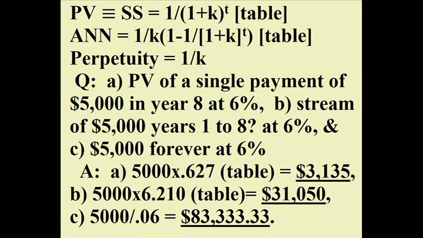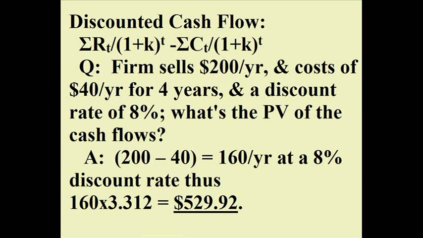We get 3,135. Now, the table for the annuity, that's the summation of all those single sums, 6.21, $5,000, we get $31,050. But if we do it forever, watch it, we divide by 0.06 as a decimal for the 6%, and we get 83,000 and some $333. And we can apply these. We're going to look at this example and look at it again and look at it again as we make it a little more sophisticated and realistic.